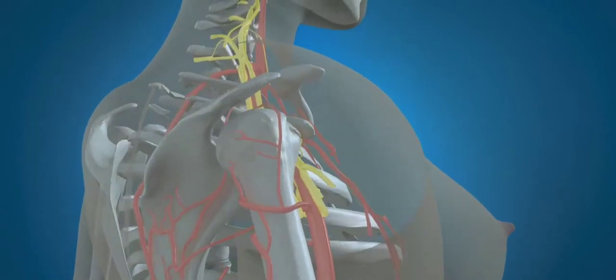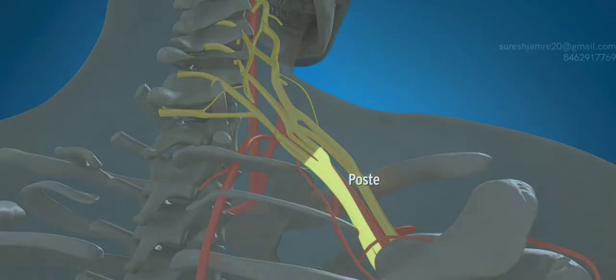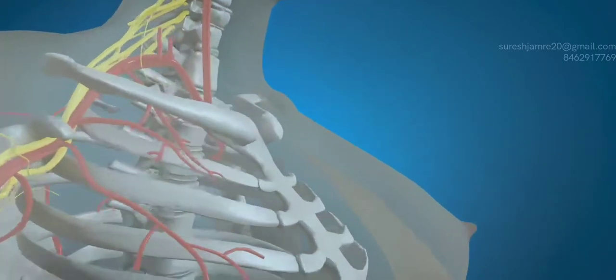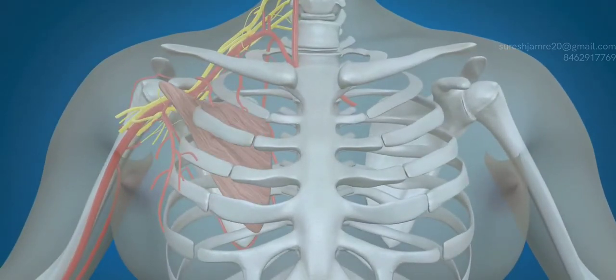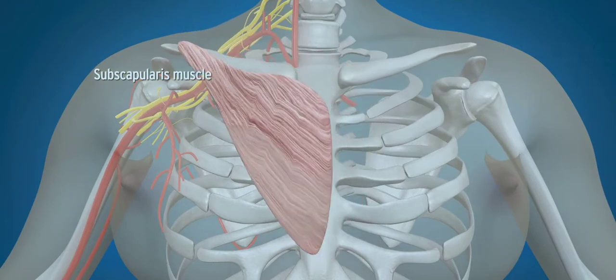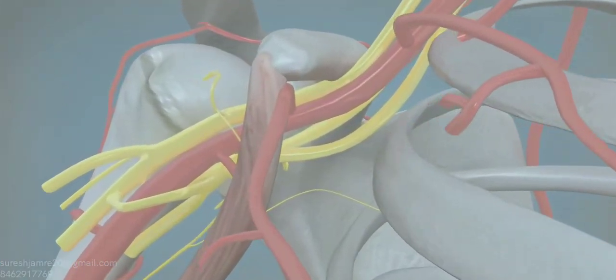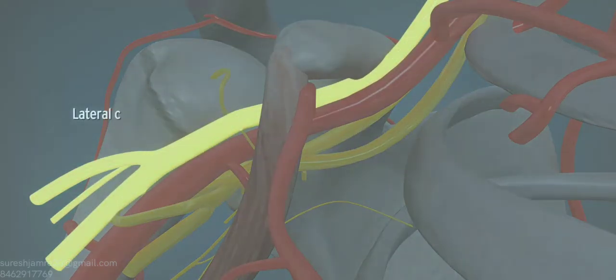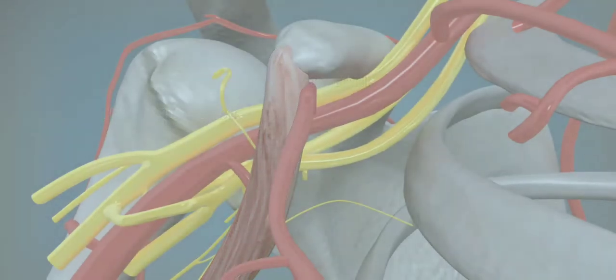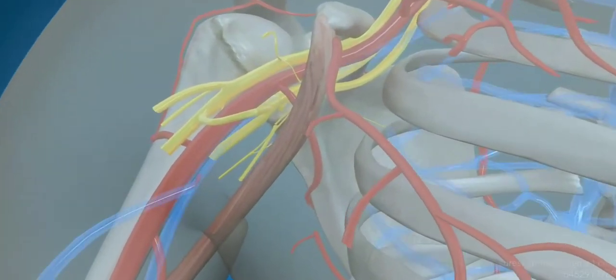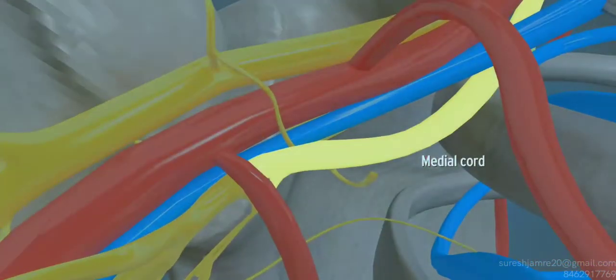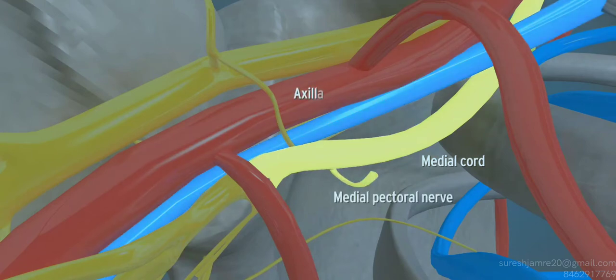Posterior relations of second part are posterior cord of brachial plexus and subscapularis muscle. Laterally, there is presence of lateral cord of brachial plexus and coracobrachialis. Medially, there is medial cord of brachial plexus, medial pectoral nerve and axillary vein.